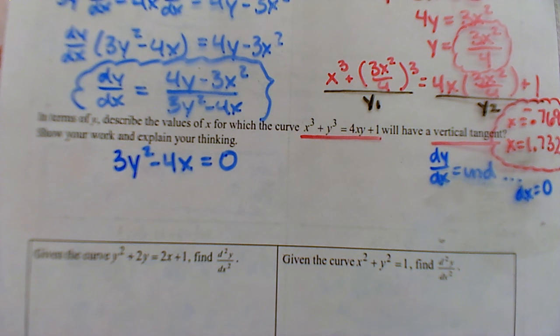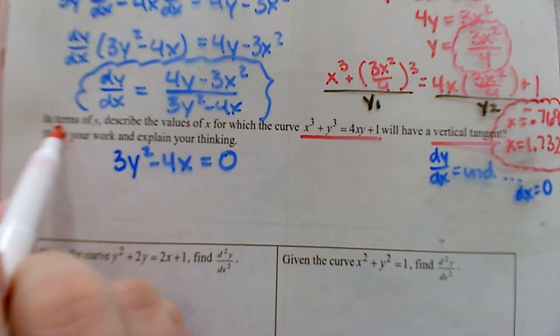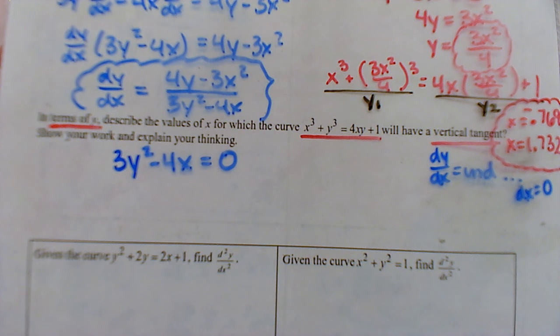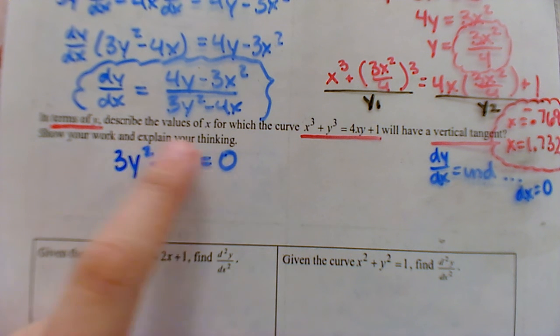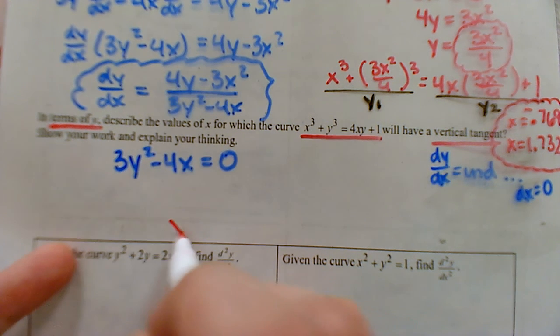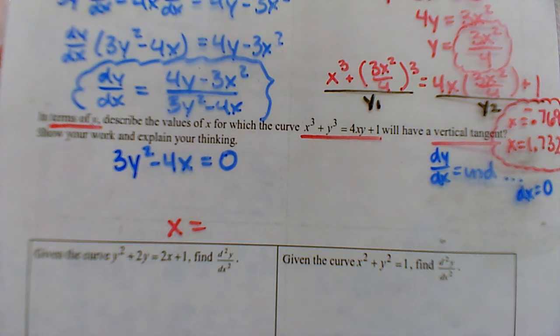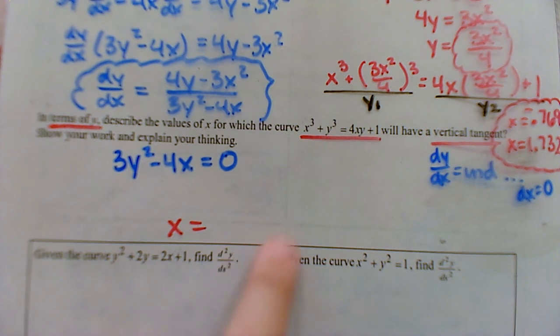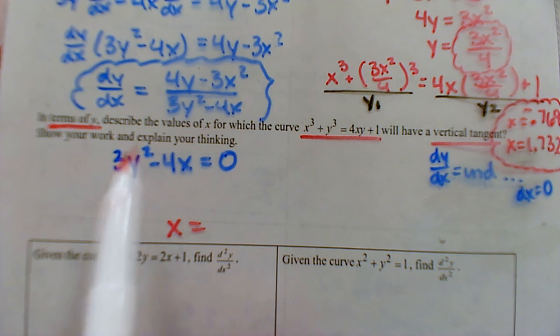Okay, now we're not going to have to go through the same process with the calculator or anything. Okay, that's if we wanted to find the values. Now they're asking us to describe the values. So in terms of y, meaning we're going to have a y left over, describe the values of x. So we're eventually going to want to get this equation to say x equals something. In terms of y means we're going to have a y left on that right-hand side. So I think this one's going to be a little bit easier for us. It's not really that much solving or calculator work.